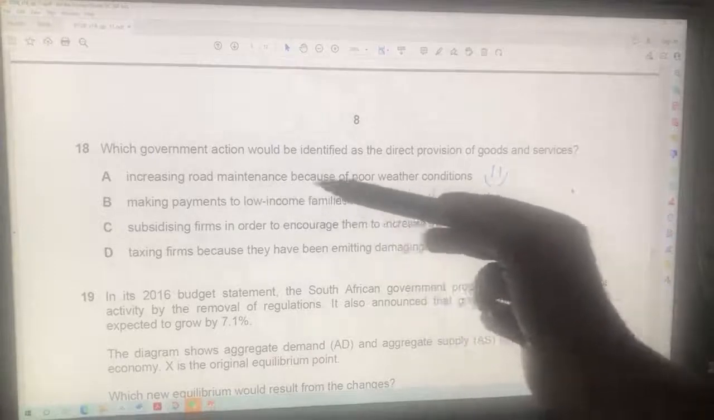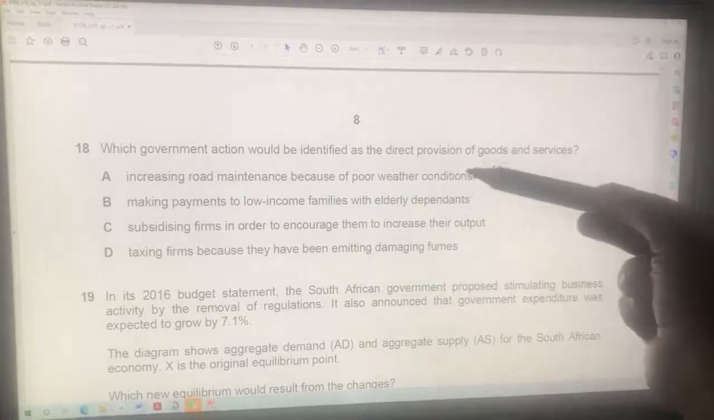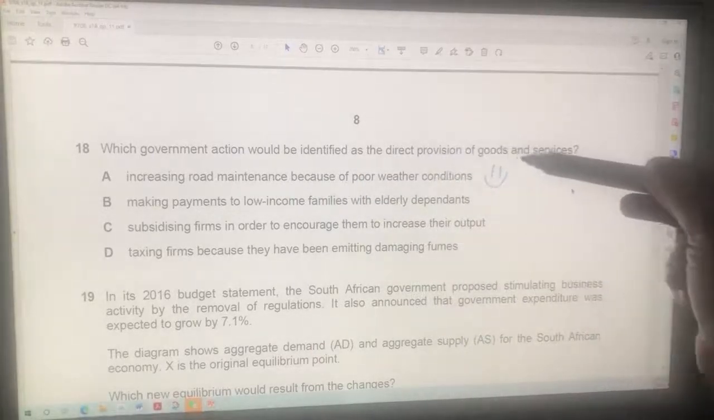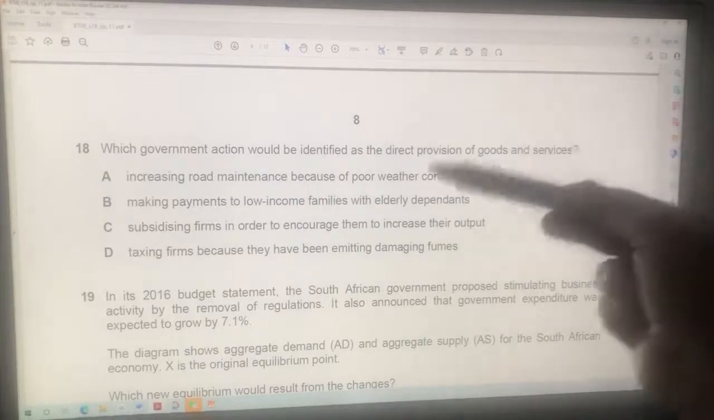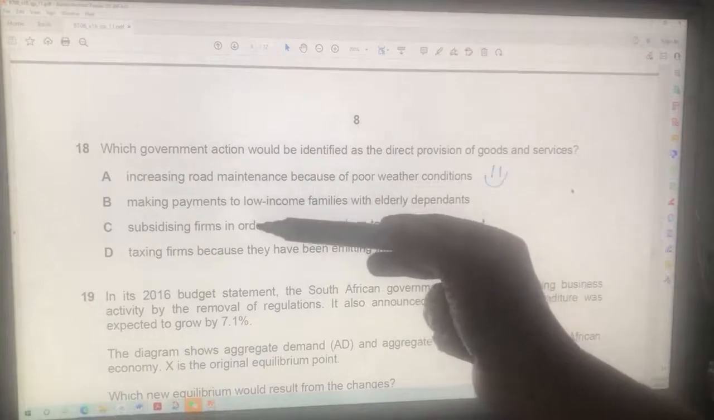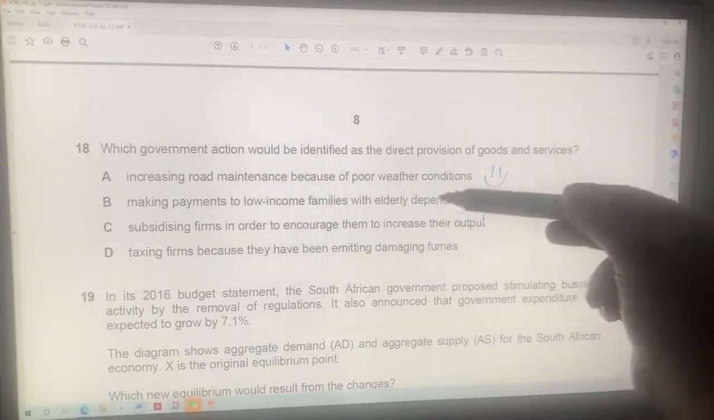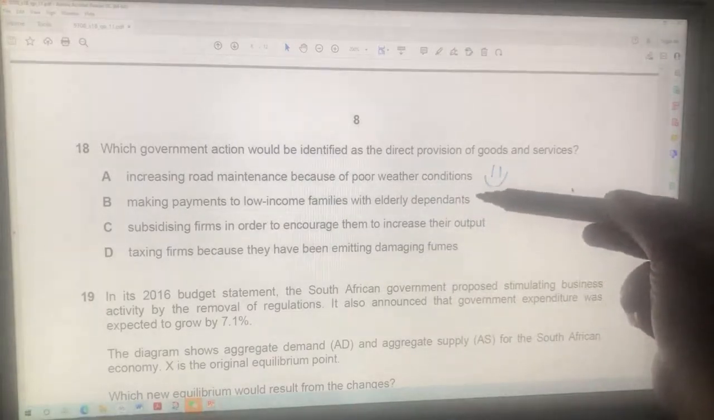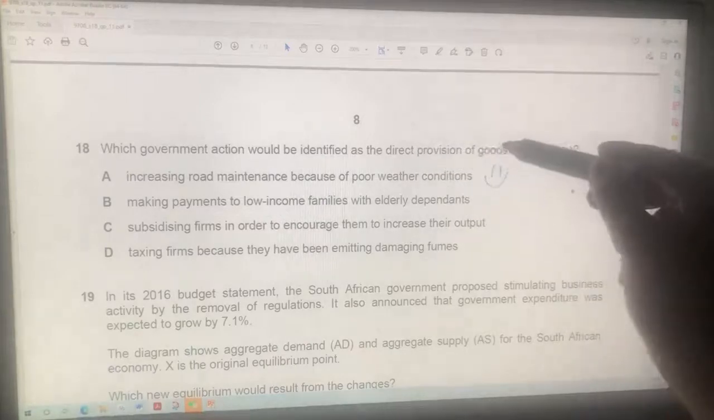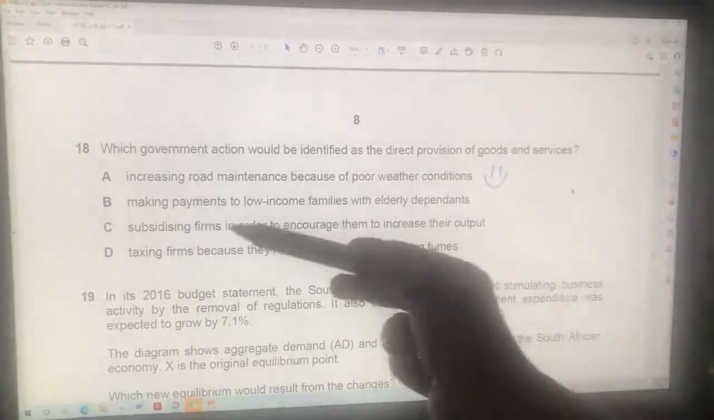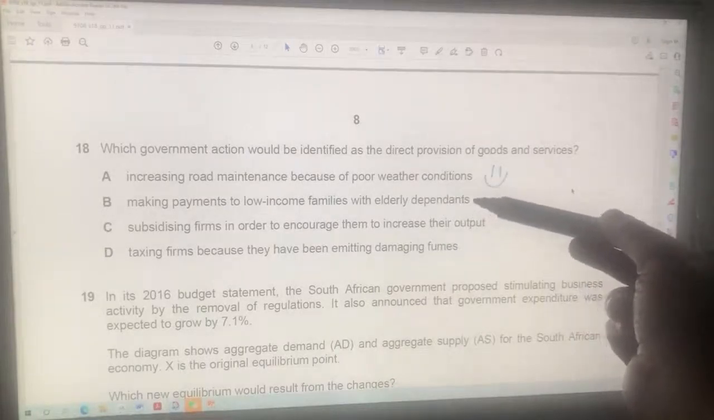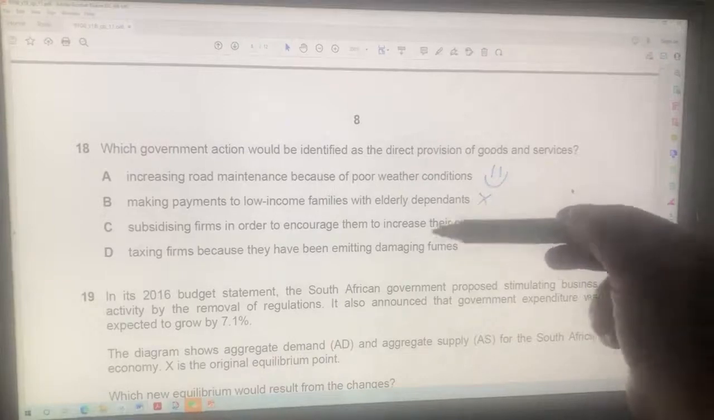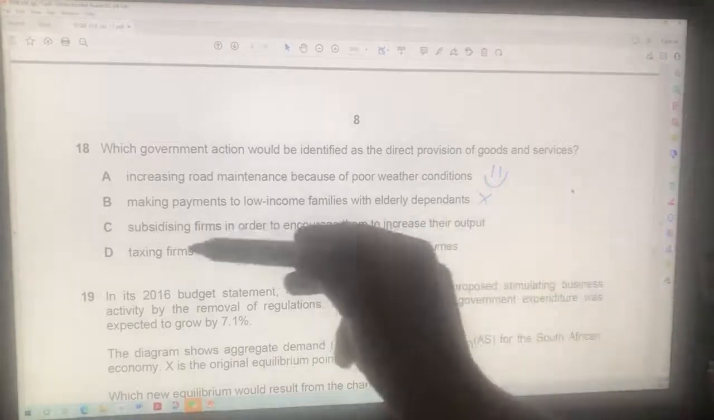Yes, that's road maintenance. Governments usually maintain roads, and that's direct provision of goods and services. So we'll try B, making payments to low-income families with elderly dependents. That's not direct provision of goods and services. That's some money, and they can spend this money any way they like, presumably. So not B. And C says subsidizing firms.